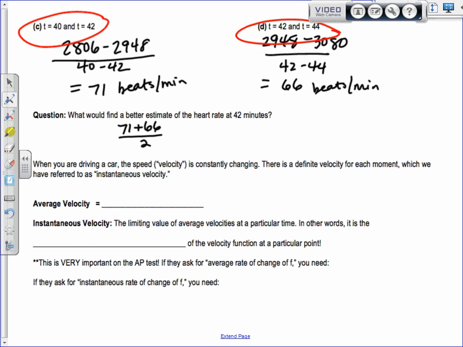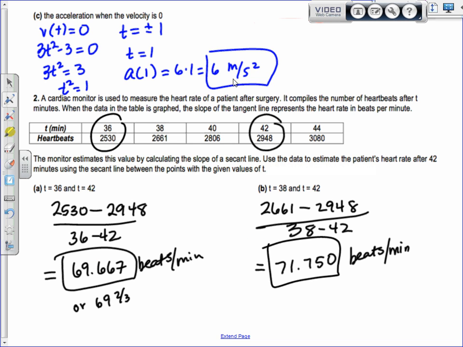Your AP exam does this a lot, where you have to calculate the slope at an exact value. A lot of times they'll say at 43 or something, looking at your original table. If they say at 43 minutes, 43 is right in between those two values. So what would you do to calculate the slope at 43? You'd use 42 and 44 and find the slope between them. That's usually like a part A type question on the free response.